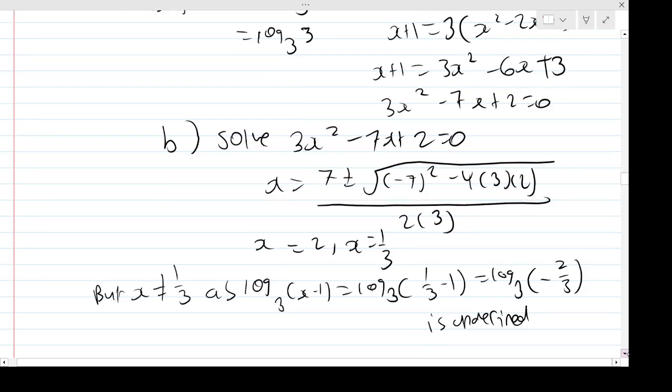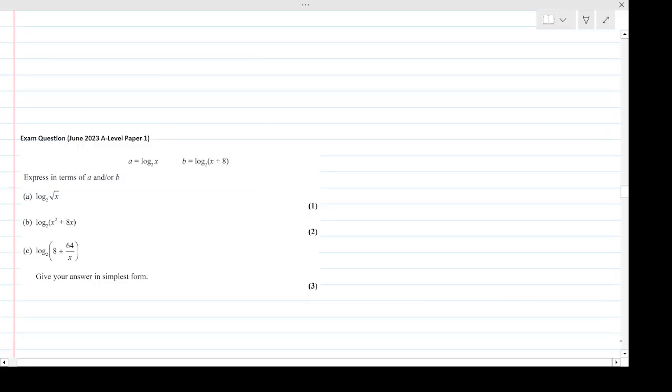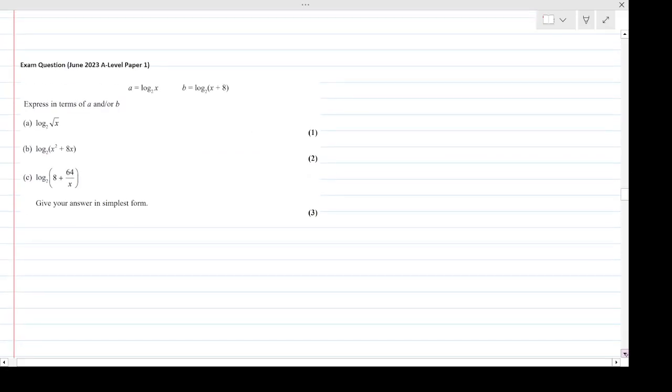So that means my only solution is x is 2. So it's imperative to always check all your solutions with the logs to make sure every log is defined. Okay, let's move on to some exam questions now.